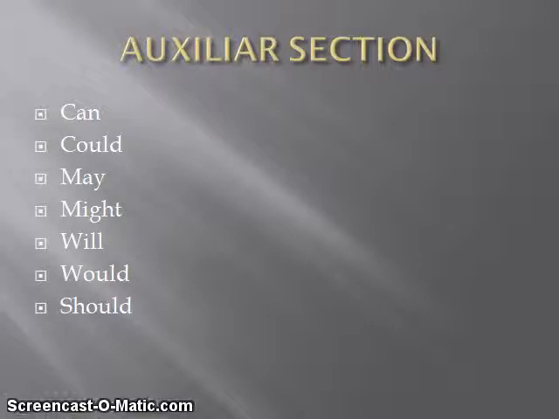Can is a helper for ability. Could is an ability in past. May is for permission. Might is for probability. Will is for ideas in future. Would is for imaginary situations. And should is for giving a recommendation.